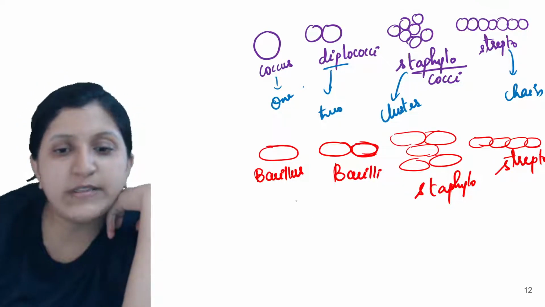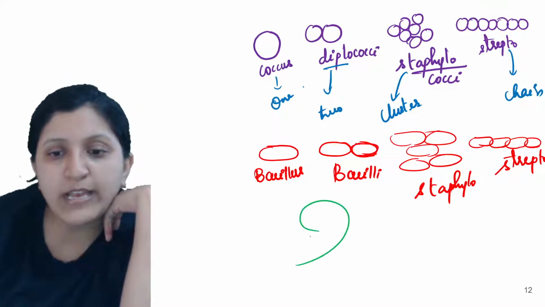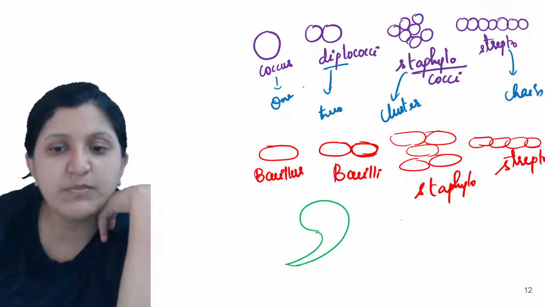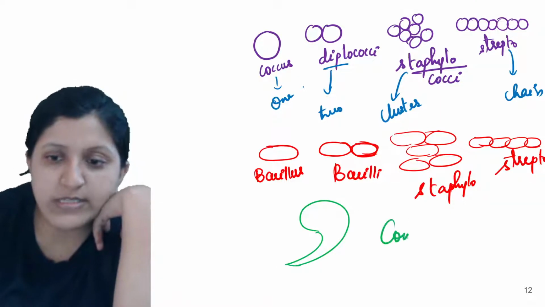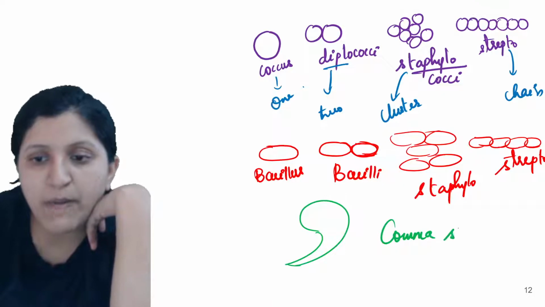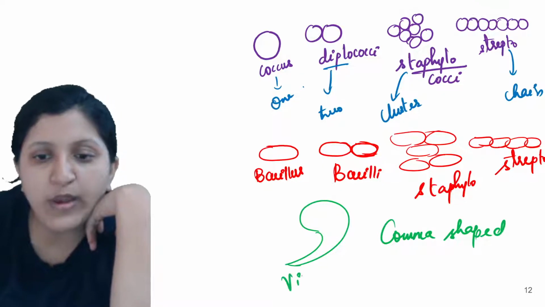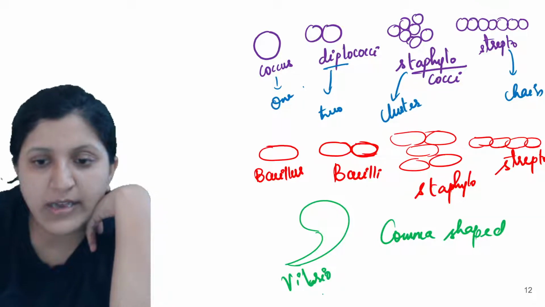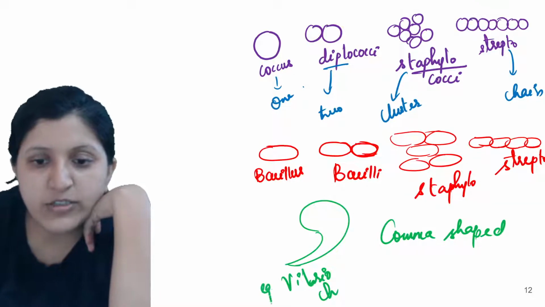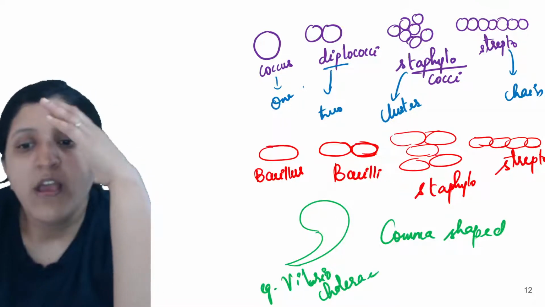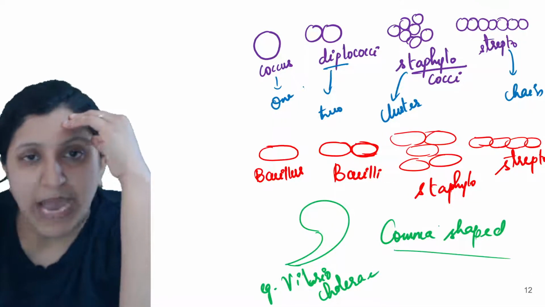That is with respect to vibrio. There is a vibrio, which is a comma shaped bacteria. What is this? This one is a comma shaped bacteria. That is Vibrio cholerae. I'll just write the example for this one. So this is the Vibrio cholerae, the comma shaped bacteria.